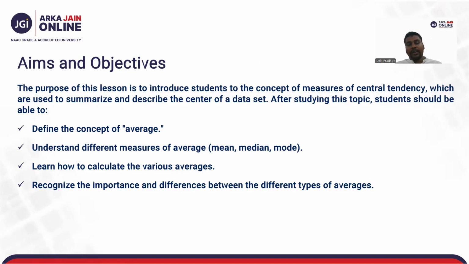Finally, they will be able to recognize the importance of and difference between the different types of averages, how they are correlating and relating with each other, and what difference exists between these different measures. All these things they will be able to understand and recognize. So this is all about the aim and objective that the learners are going to achieve.